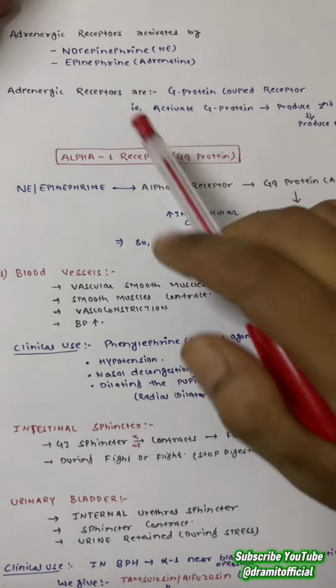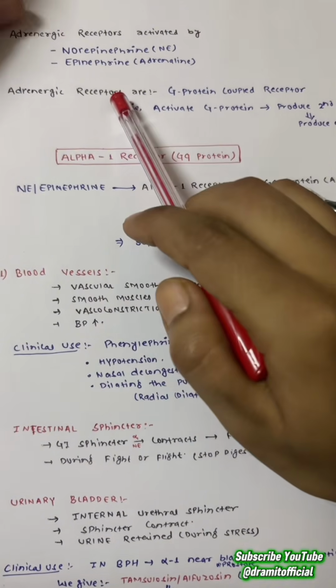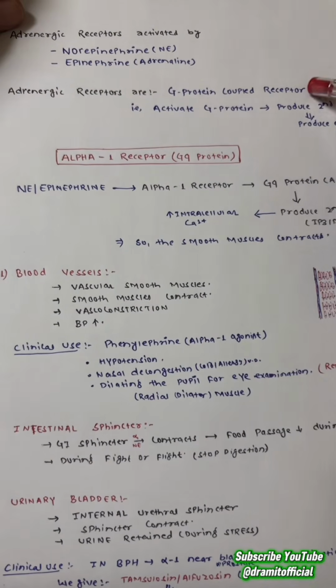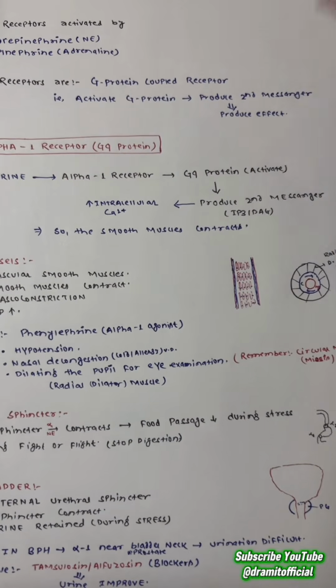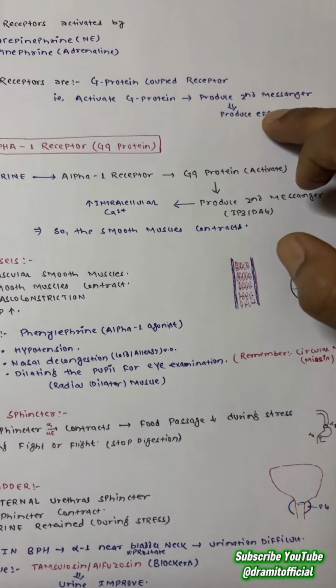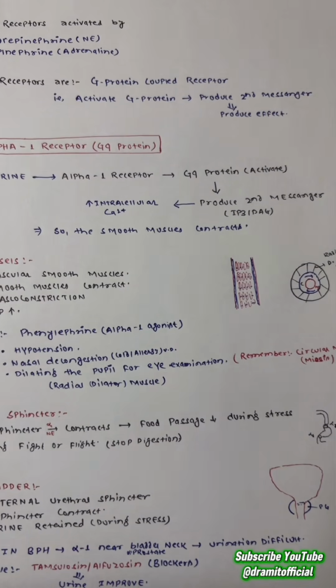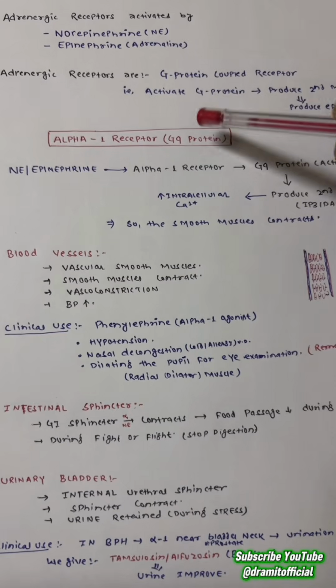The first thing is, in general, all adrenergic receptors are G protein coupled receptors. This is very simple, as we also talked about yesterday: these receptors have a G protein. First the G protein gets activated, and when the G protein gets activated, it releases a second messenger, and those second messengers produce the effect in those receptors. Now we'll talk in detail about alpha 1 receptors.